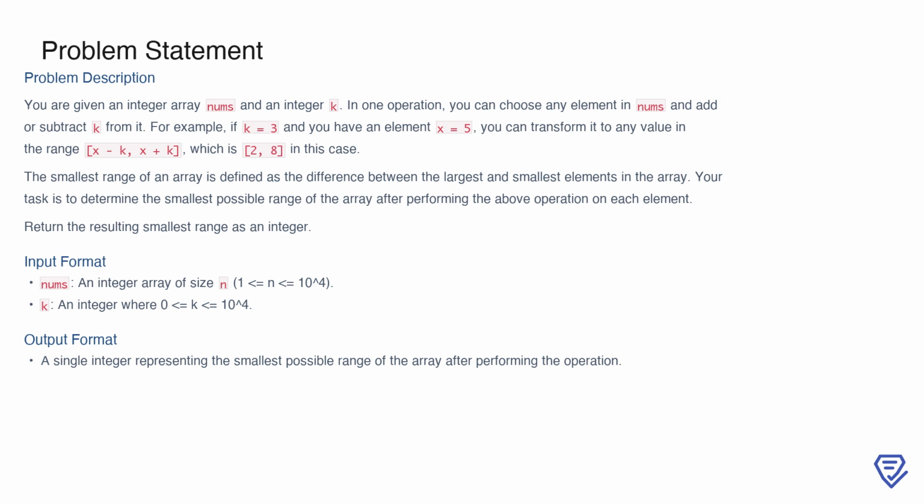The goal of the problem is to calculate the smallest possible range of the array after applying this operation to each element. The range of an array is defined as the difference between the largest value and the smallest value in the array. Our task is to minimize this range and return it as an integer.